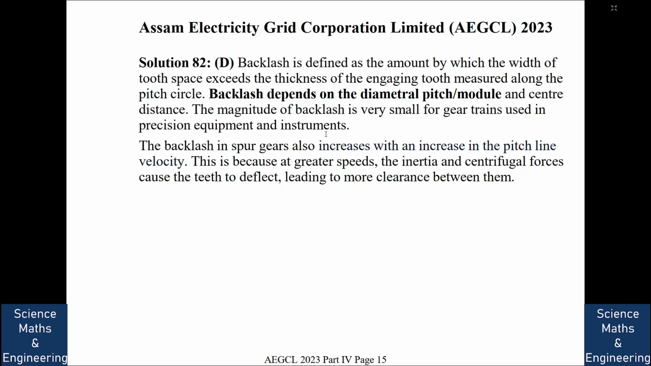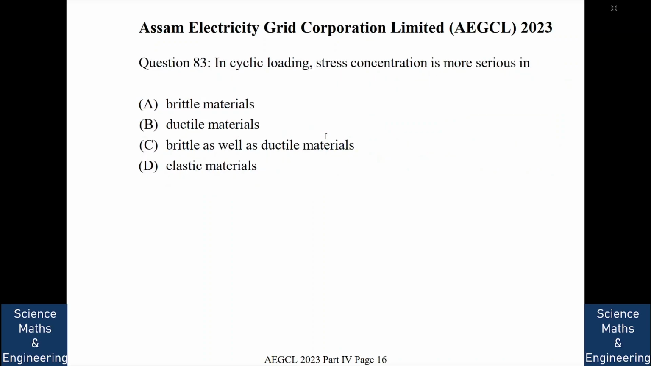Okay. Now backlash depends on the diametrical pitch or the module and the center distance. The magnitude of backlash is very small for gear trains used in precision equipments and instruments. Okay. Next, backlash per gear also increases with an increase in the pitch line velocity. This is because at greater speeds, the inertia and centrifugal forces cause the teeth to deflect, leading to more clearance between them. So, our option D, that backlash depends on both diametrical pitch and the pitch line velocity, is the correct answer. So, we go to the next question.